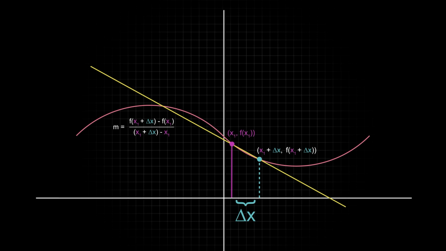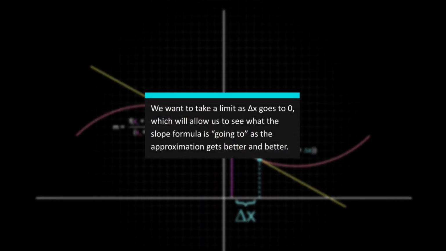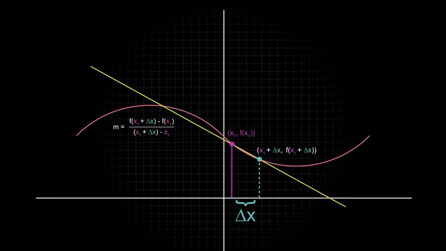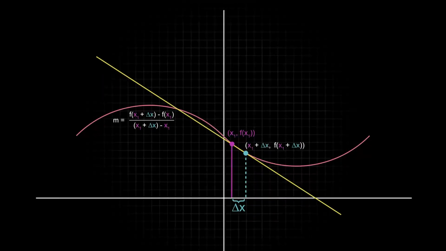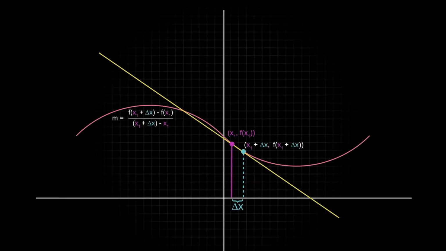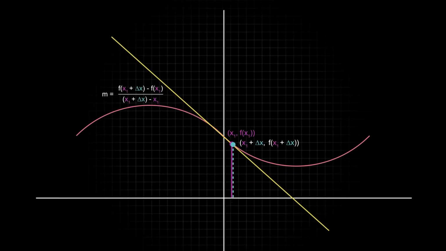This makes our trouble pretty clear now, though. On the graph, we can see that if we want to make delta x 0, then looking at our slope formula, doing that gives us 0 over 0. This is where limits come in to save us. We want to take a limit as delta x goes to 0, which will allow us to see what the slope formula is going to as the approximation gets better and better. That is, as delta x gets closer and closer to 0. Thus, to find the instantaneous slope, we need to take the limit as that distance goes to 0.